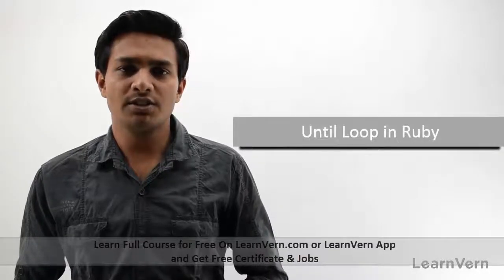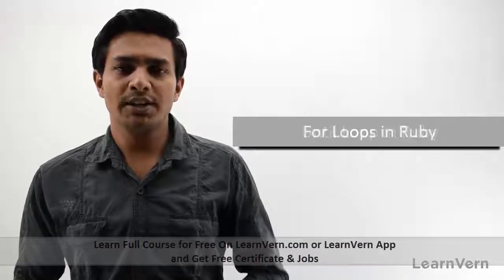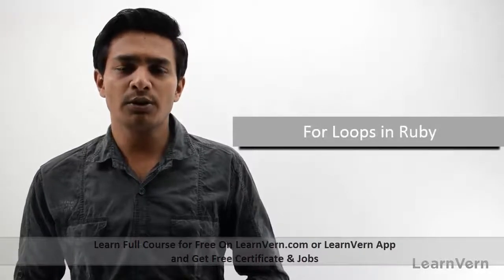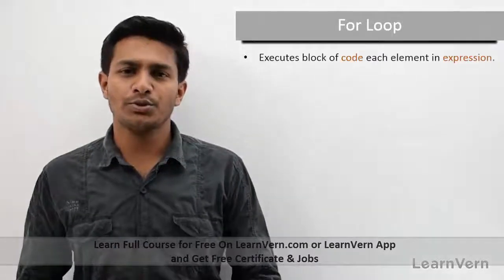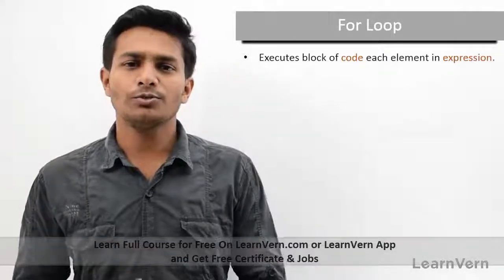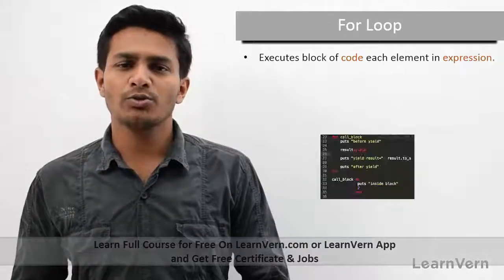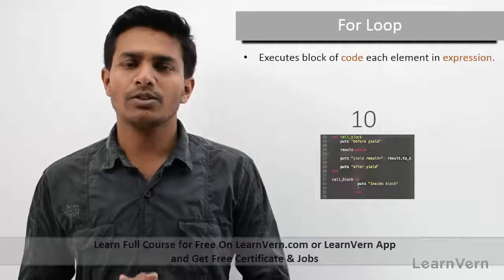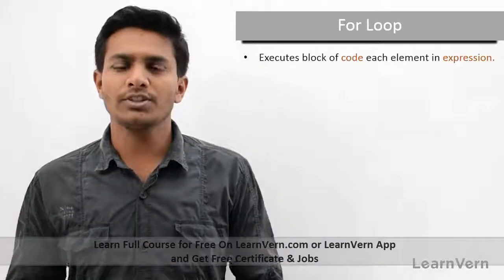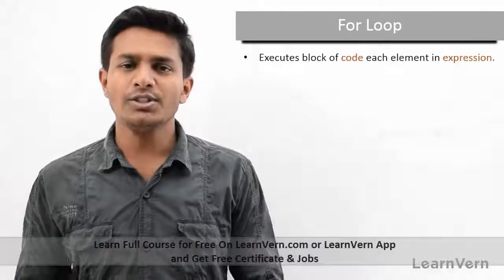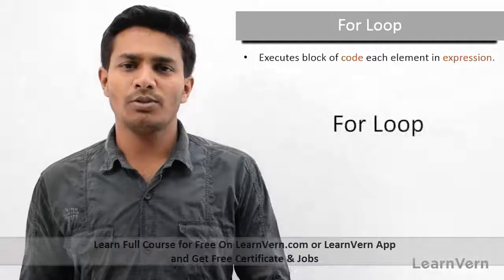In the previous lecture we learned about until loops, and today we will learn about for loops in Ruby. When we want to execute our code a fixed amount of time, for example I want to loop my code 10 times, or if I have a specified element list and I want to loop through each and every element, in all these scenarios we can use the loop that is called for loop.